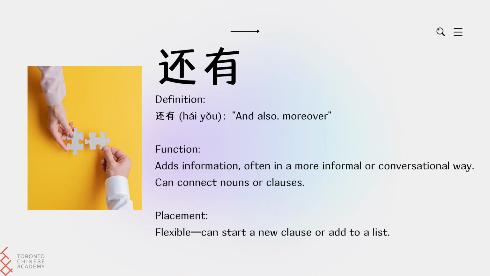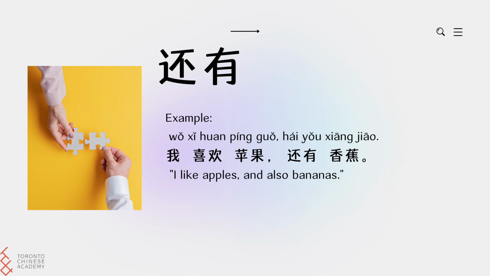The definition for 还有 is and also or moreover. It functions to add information, often in a more informal or conversational way. It can connect nouns or clauses. Its placement can be flexible. It can start a new clause or add to a list. Here's an example. 我喜欢苹果还有香蕉。I like apples and also bananas.